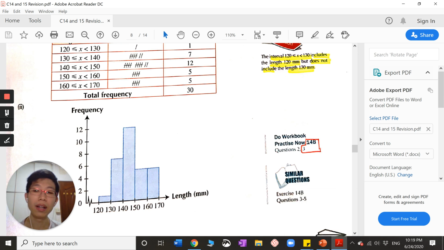So we have looked through chapter 14. Now we are moving on to chapter 15. You must think about what the links are between chapter 14 and 15. All I can see is diagrams here, diagrams there, diagrams everywhere.